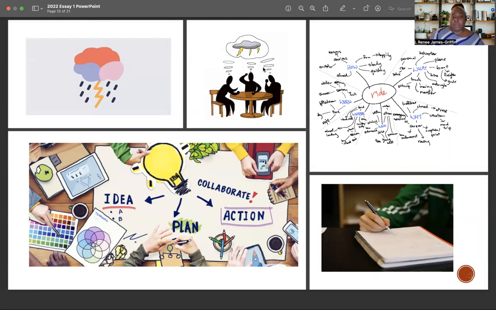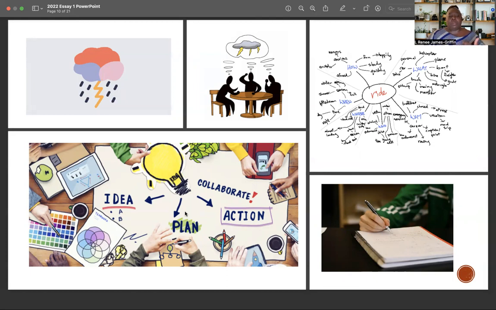So if you look at the top here, here's a group of people that are brainstorming. Maybe it's a work project that they have to do, and because they have to do it together, they're brainstorming some ideas. At the bottom, I really like this illustration because it's all about coming up with the idea, then planning, then coming up with some action. And then for this essay, collaboration could be maybe you ask a friend or a mom to say, hey, what ideas can I think about, right?